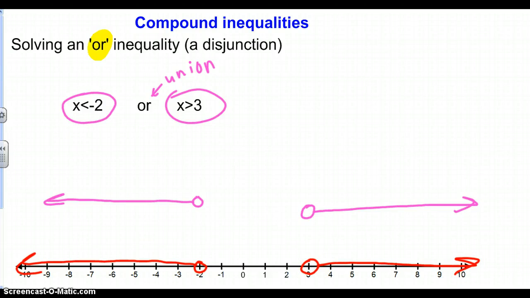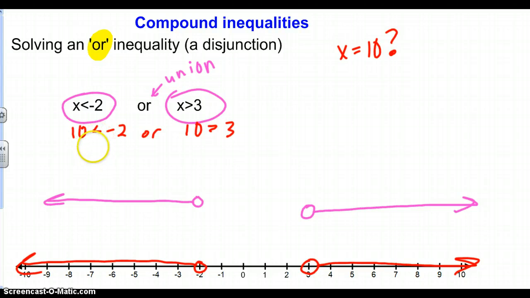And so I just want you to get the concept of an OR statement. For example, is x equals 10 a solution or not to this statement? Well, let's plug it in and see what happens. 10 is less than -2, or 10 is greater than 3. We're just going to test a value. I just want you to get the concept here.